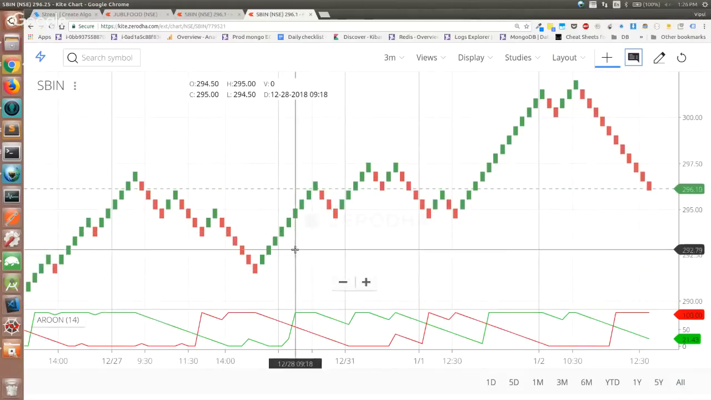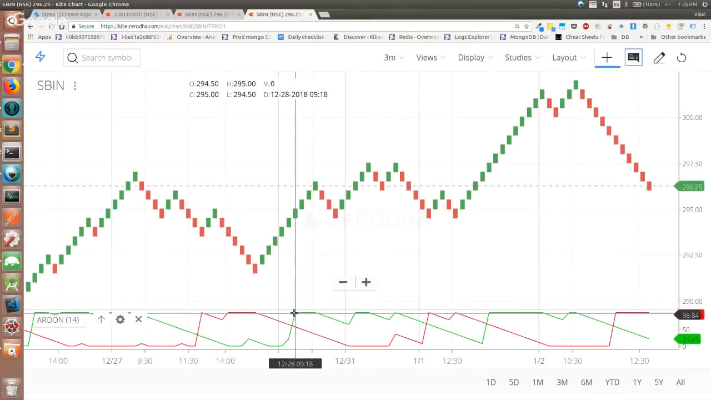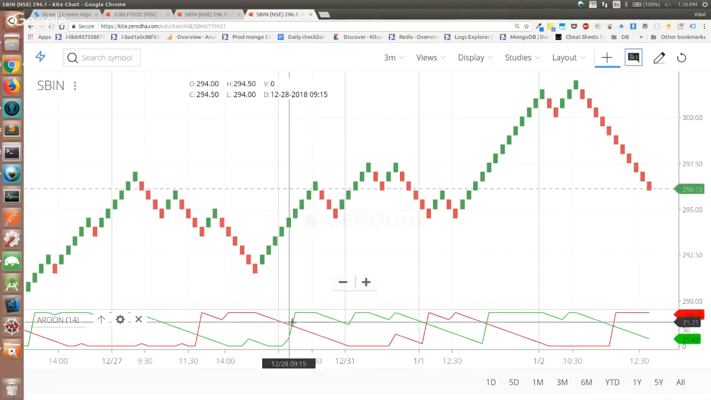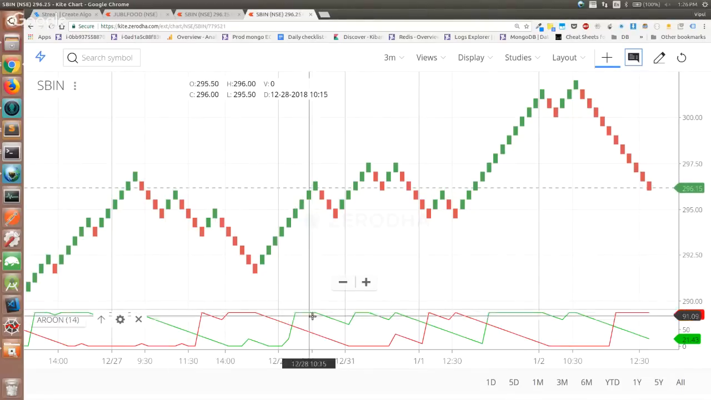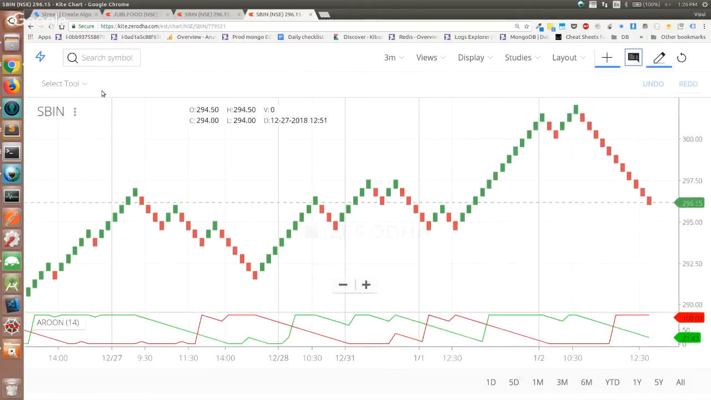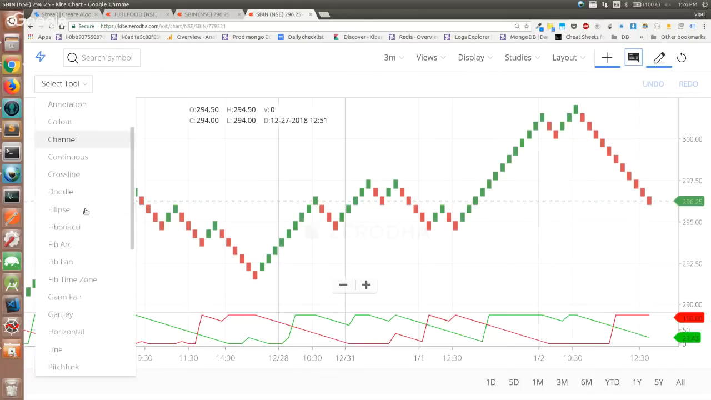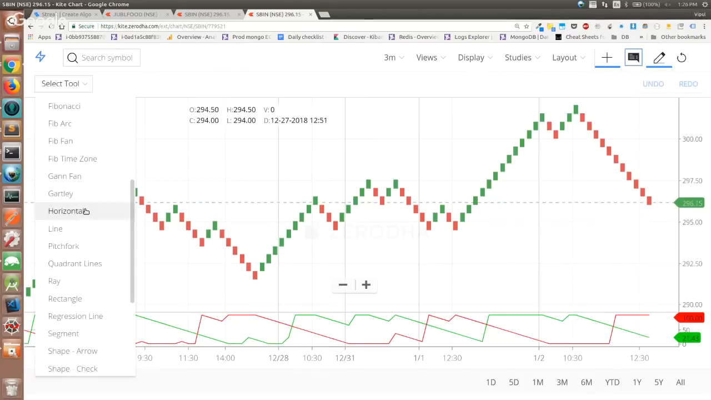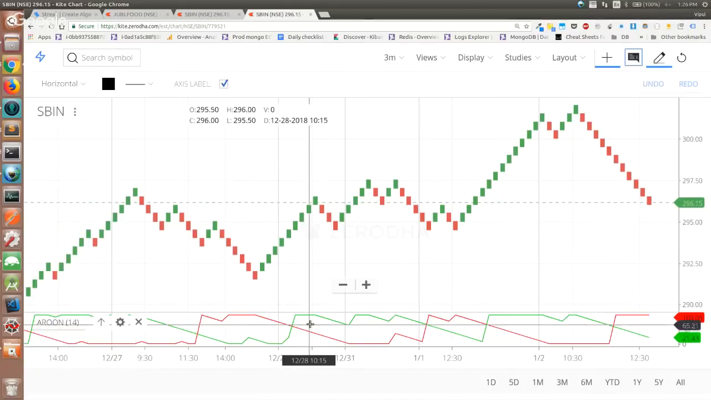Okay, so a very simple Arun strategy is this. I'm just saying I want to buy when the Arun value crosses above 95. So I cannot draw a line here. Actually, I can draw a line here. Just give me a minute. I know this is a bit time consuming, but it's required to understand it very well. So I'm just drawing a horizontal line of 95 here.